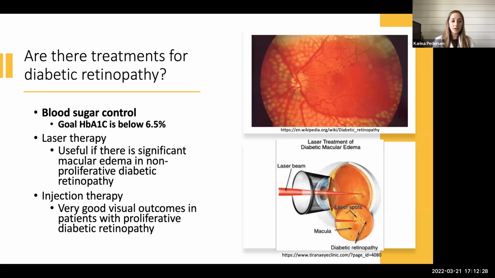There is laser therapy. It's called laser photocoagulation. It's useful if there is macular edema, which means there's fluid in your central vision area. This can be helpful in non-proliferative diabetic retinopathy, the less advanced form of the disease. And injection therapy is also another treatment. The treatments are called anti-VEGF therapies, and they reduce the amount of new blood vessels that develop in this disease. And there are very good visual outcomes in patients with proliferative diabetic retinopathy.